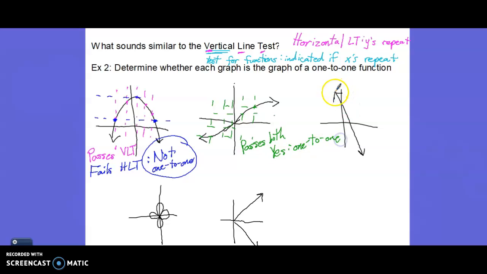So look at the next one, just a linear function going down and to the right. Does it pass both? Yes, it does. So therefore it's one-to-one. So if you notice, it has to pass both in order to be yes. If it fails just one of them, it is not one-to-one.